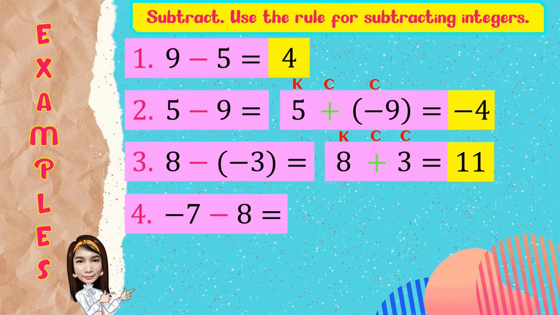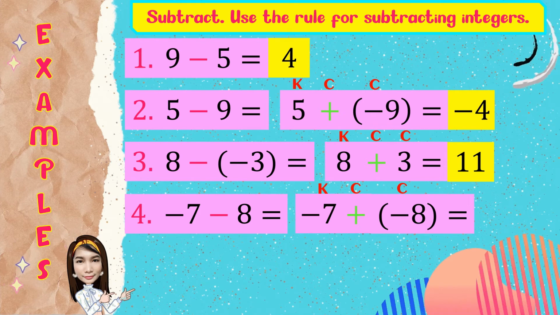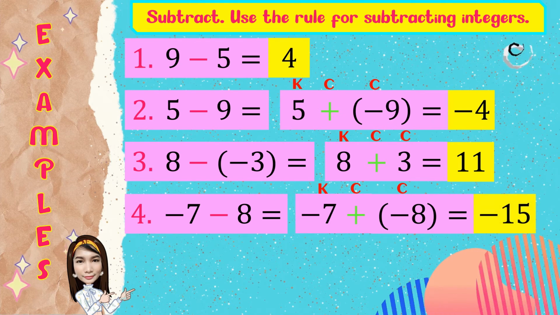Next, we have number 4, negative 7 minus 8. So using the rule, we keep negative 7, then change the operation minus into plus, then change the sign of the subtrahend to its additive inverse. So the opposite of positive 8 is negative 8. Then proceed to addition. So negative plus negative, so that is negative 15.